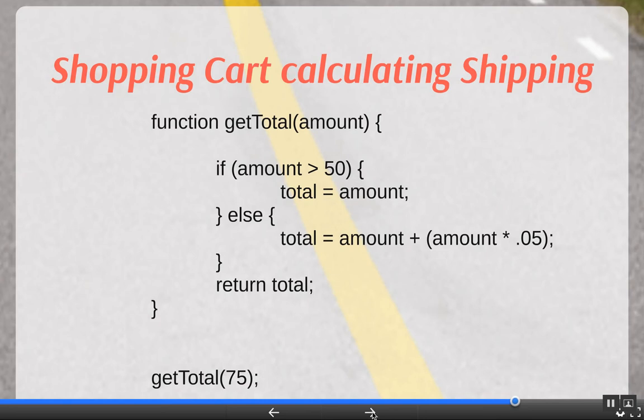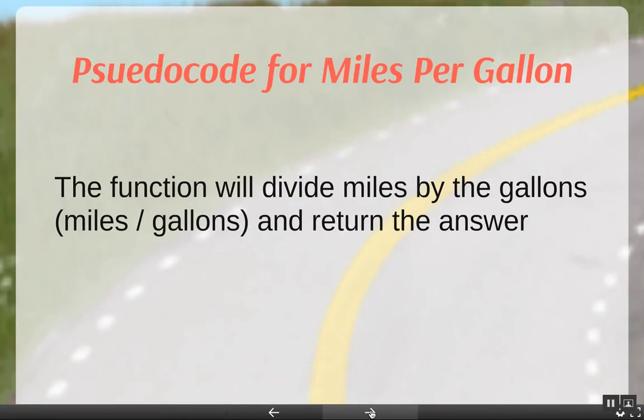Now, for practice, let's take a hands-on example, and let's try to figure out pseudocode for miles per gallon. This function will divide the miles by the gallons and return the answer. See what you come up with on your own for this one.